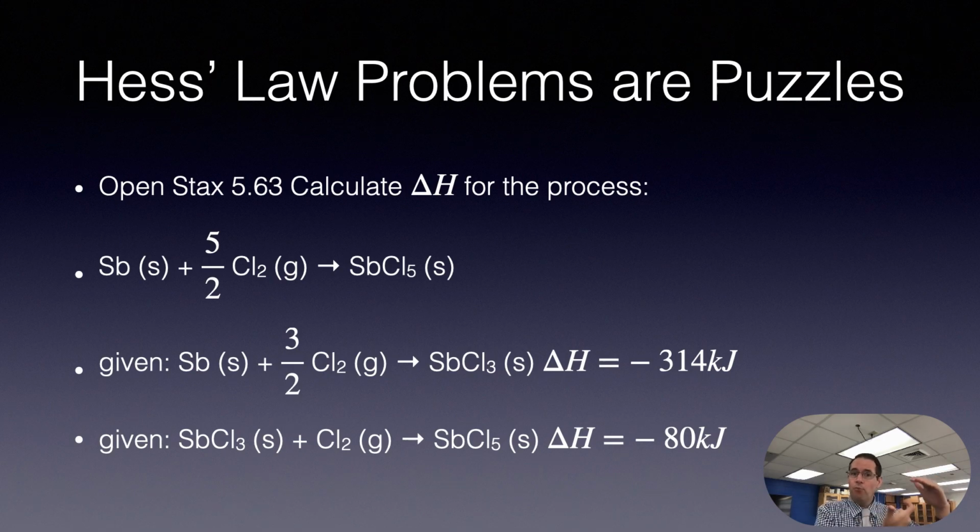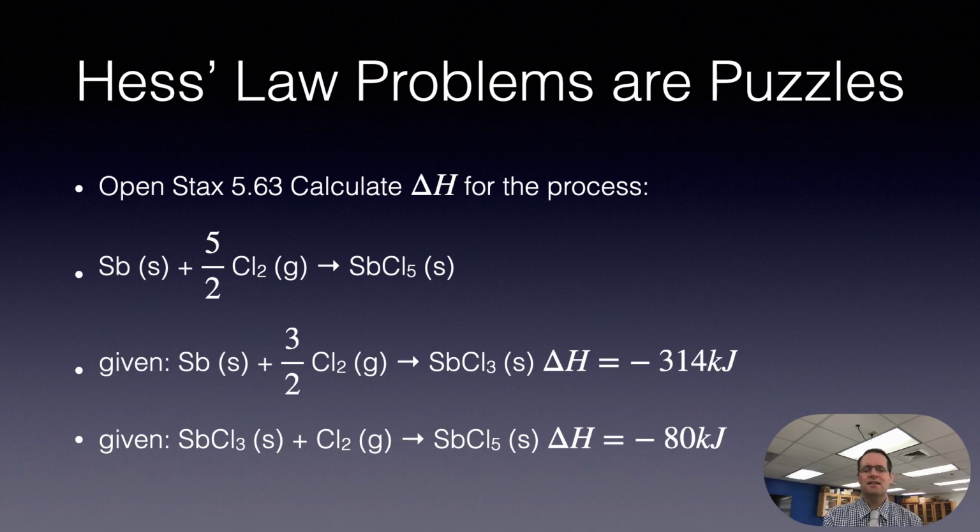Do you have to flip one? If you have to flip one, change the sign. Do you just add them together? If you add them together, you add the delta H's. If you have to multiply one of the equations by 3 or something, multiply the delta H by 3. Okay, and sometimes you have to multiply one by 1/2, flip, and then add, and there's all these different steps you might have to do.